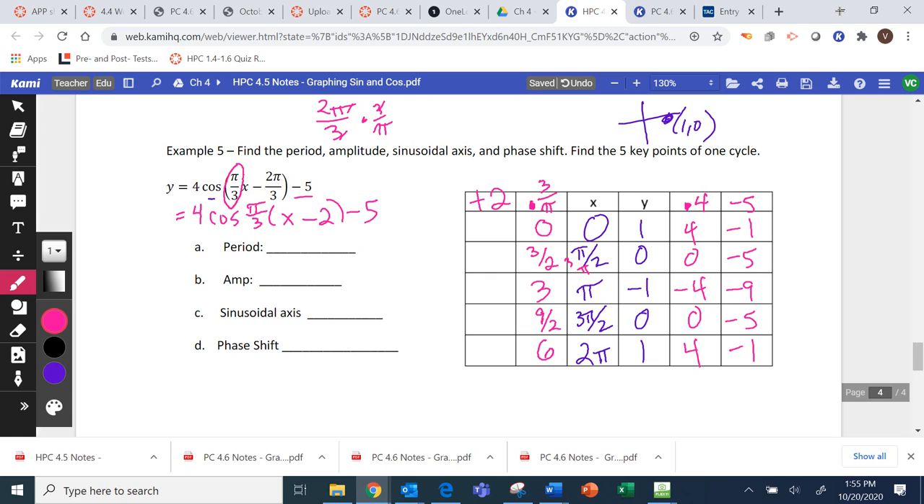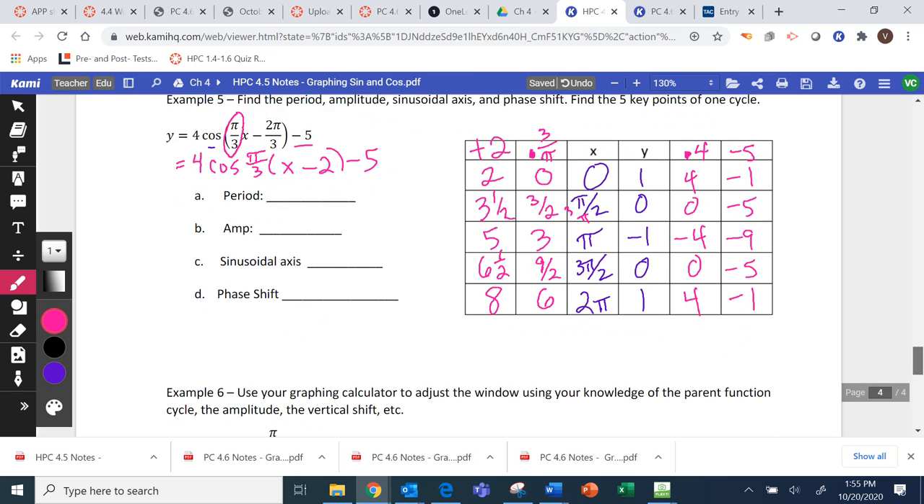These are evenly spaced. We're adding 2 to each of those. 2, this is 1.5, so 3.5, 5, 4.5, 6.5, 8.